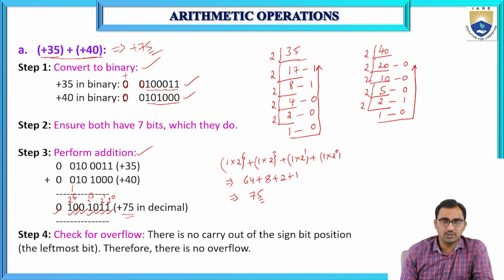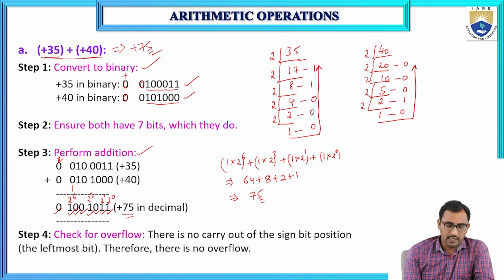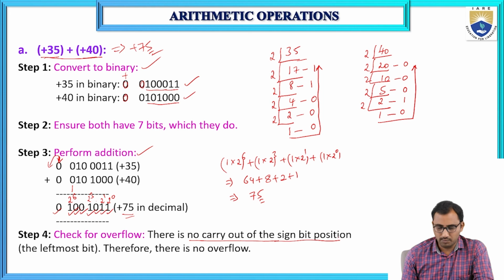After that, the fourth step is to check for overflow. Is there any overflow or not? Overflow means there is a carry out of the MSB, that is, out of the sign bit. So if there is any bit carried out of the sign bit, that will be the overflow. But here there is no bit out of the sign bit. That is why there is no overflow. Here there is no carry out of the sign bit position, so there is no overflow.